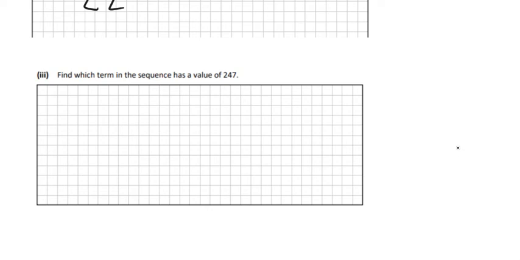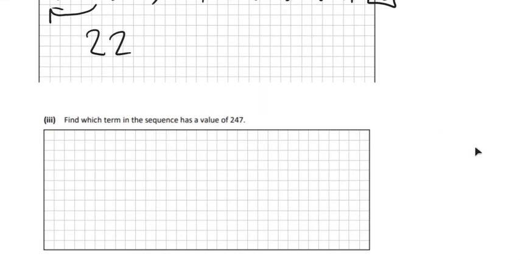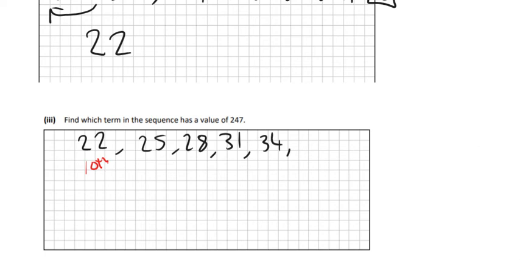Right, find which term in the sequence has a value of 247. What you could do is, 22 is the 10th term, so you could keep adding on 3. Then you have 25, 28, 31, 34, and so on. You keep going until you get to 247. Obviously that's going to take a long time.